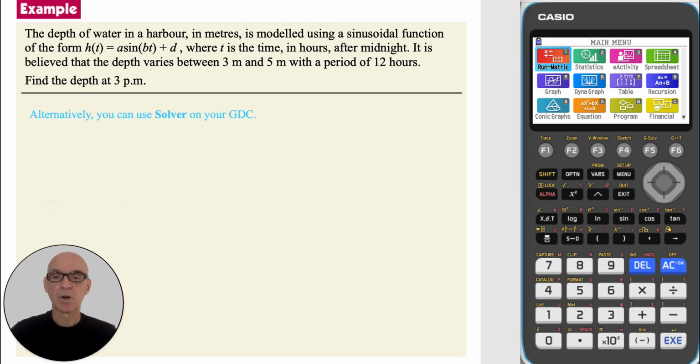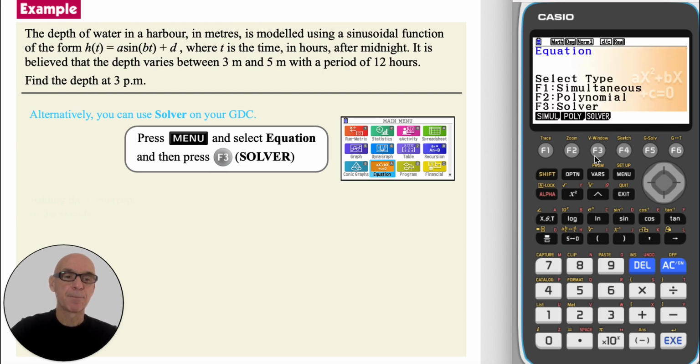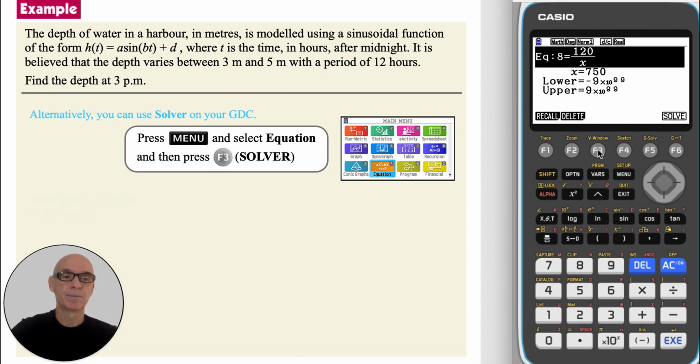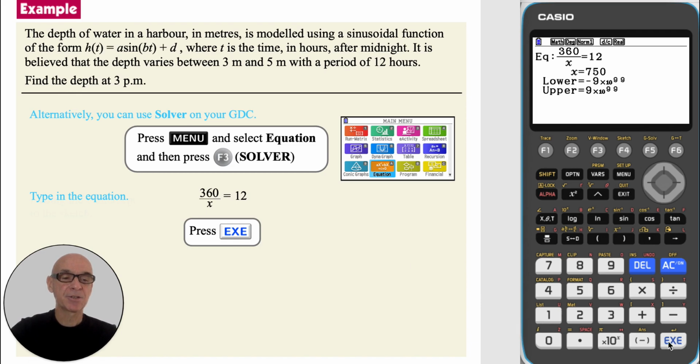Alternatively, we can solve the equation on the calculator. From the main menu, select Equation and press F3, Solver, and then type the equation. Pressing the fraction button, typing in 360 for the numerator, pressing the down cursor and pressing the X variable button for the denominator, pressing the right cursor again, pressing Shift to access equals, and then entering 12. Press Execute to enter the equation.